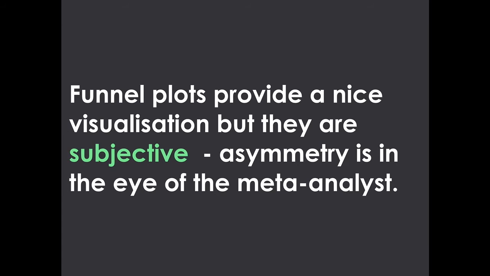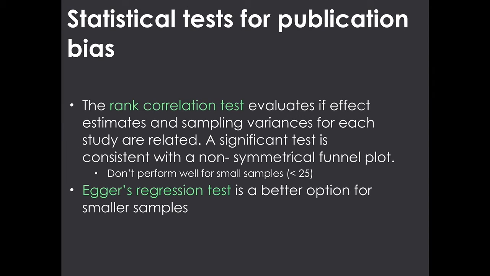Funnel plots obviously provide a nice visualization, but they're very subjective. One asymmetrical plot may look symmetrical to someone else. It's all in the eye of the meta-analyst. There are statistical tests for publication bias. First, you can do the rank correlation test, which evaluates if effect size estimates and sampling variances for each study are related. A significant test is consistent with a non-symmetrical funnel plot.